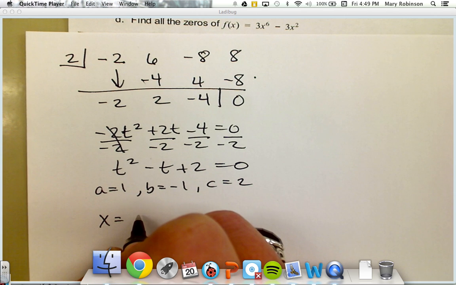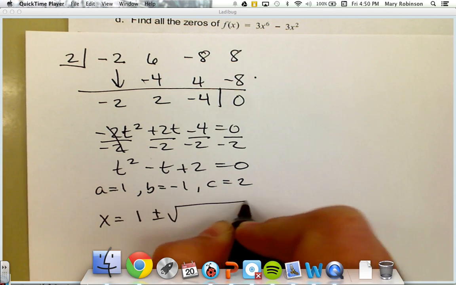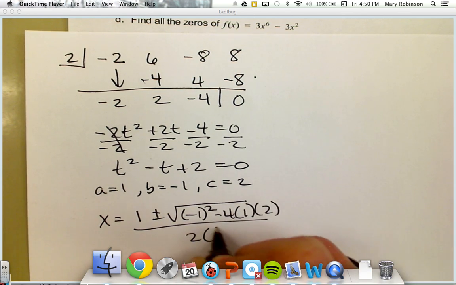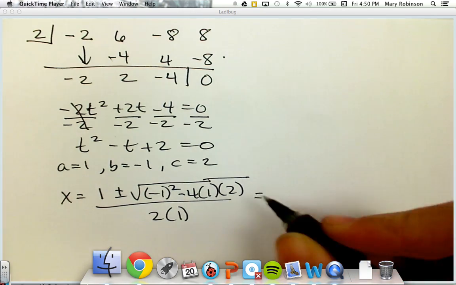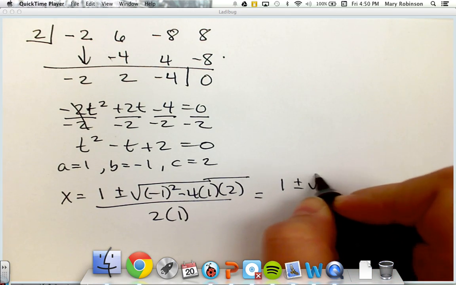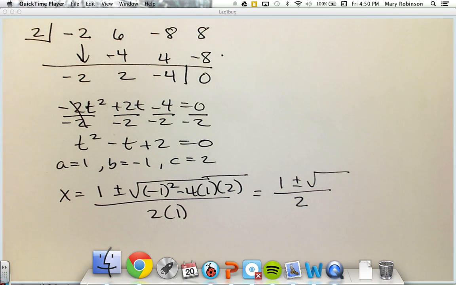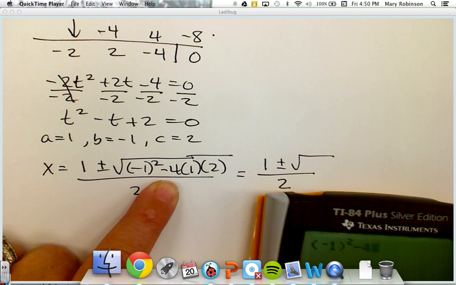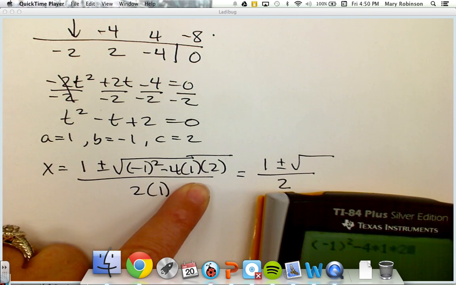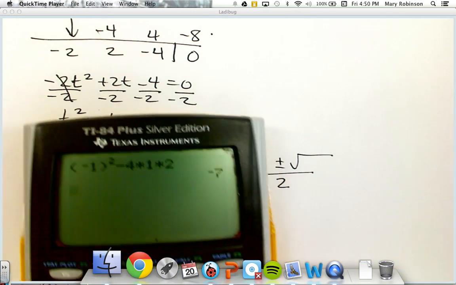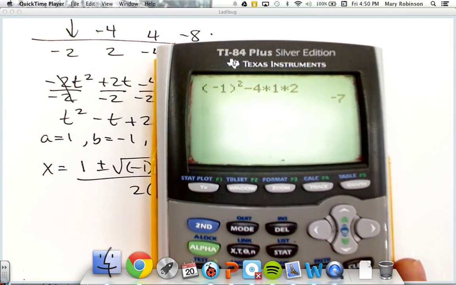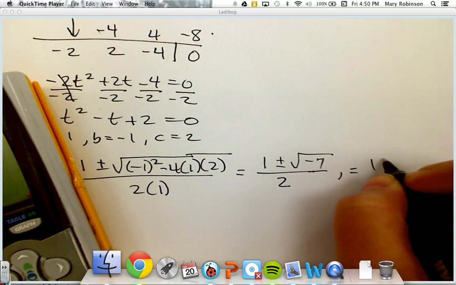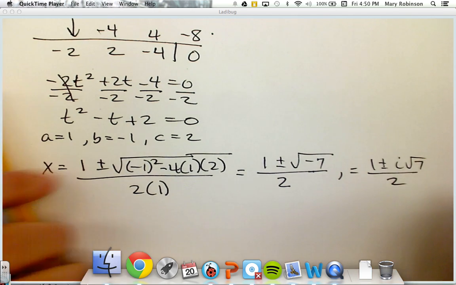So we get x equals the opposite of b plus or minus the square root of b squared minus 4 times a times c, all over 2a. So notice how saying the formula over and over helps me to plug it in quick. It might help you as well. So on my home screen, negative 1 squared minus 4 times 1 times 2. I get negative 7. Right there you can see where I plugged it in. Negative 7, so that's my discriminant. So I get 1 plus or minus i square root of 7 over 2.